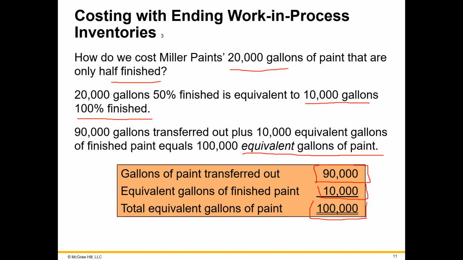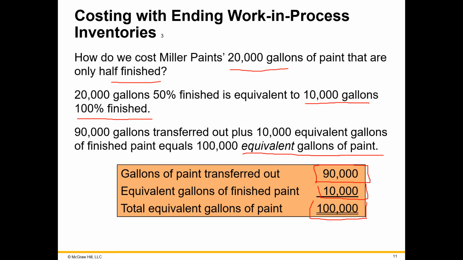If you are working for a paint company in the future and you see something like this, you might ask the question, why don't we just produce 10,000 complete gallons of paint rather than 20,000 gallons that are only half complete? That would be a good question to ask.